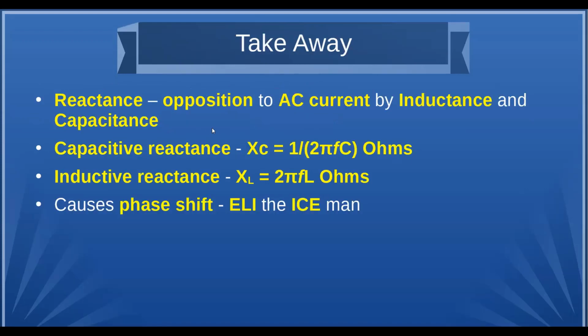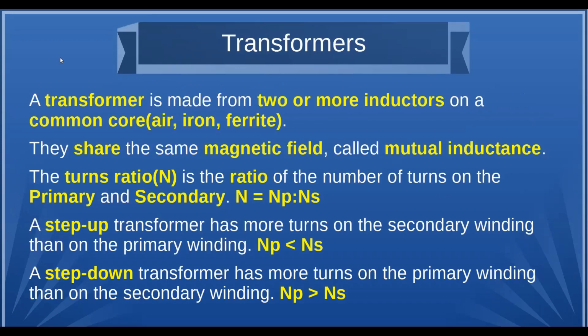Okay, so reactance is the opposition to AC current by inductance and capacitance. Pretty sure that's a test question or something like that. Capacitive reactance is 1 over 2 pi FC. Inductive is 2 pi FL. And you got the phase shift depending on whether it's inductive or capacitive. It goes 90 degrees one way or the other. Any questions on reactance? We'll come back to it on resonance.